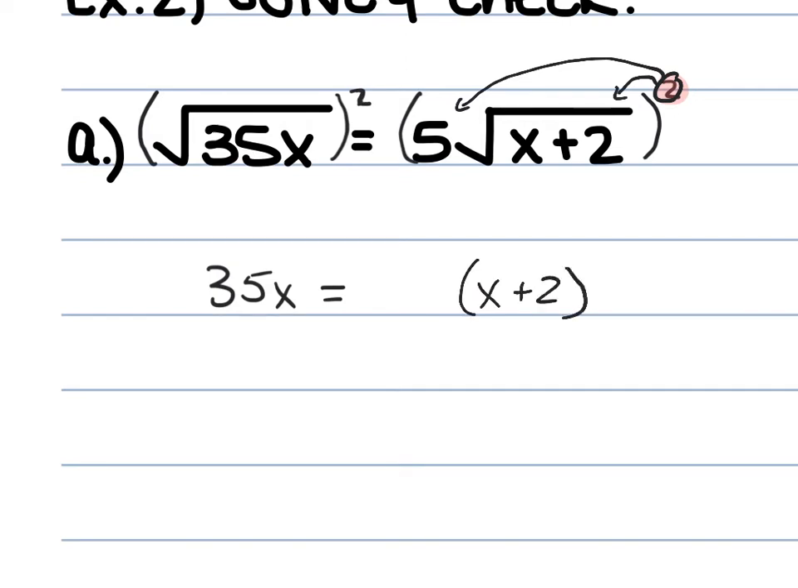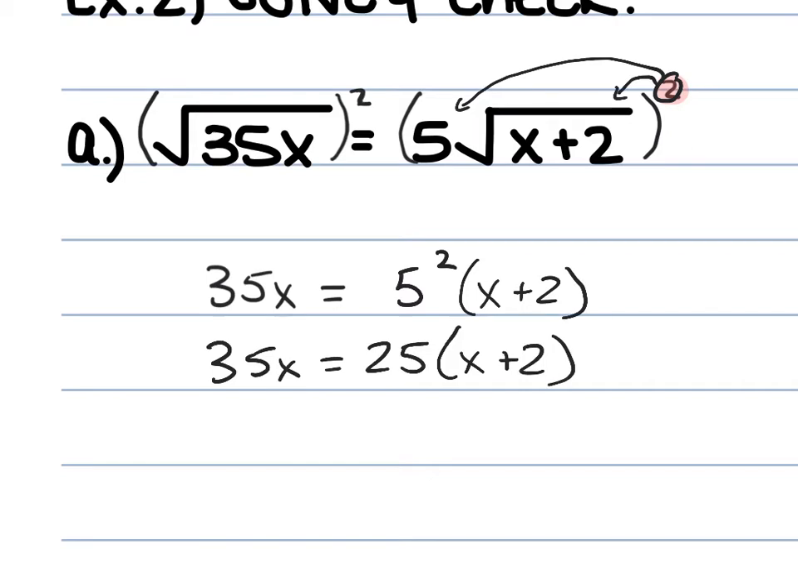Now you might be like, why did you leave it in parentheses? Because there's also a 5 I have to deal with, and that 5 gets squared as well. 25. Perfect. So 35x is equal to 25 times x plus 2. Why did x plus 2 stay the same? It didn't stay the same. We dropped the radical. Oh, okay. Yeah, we lost the radical.